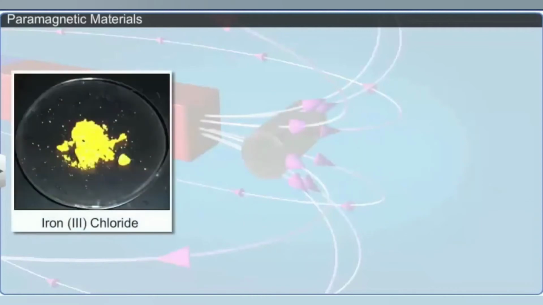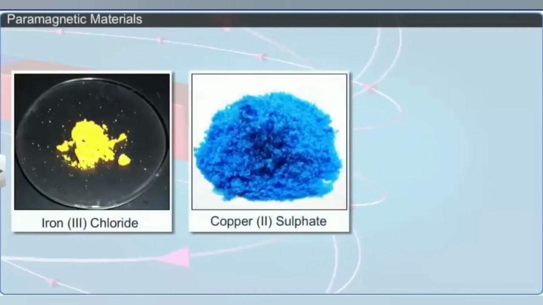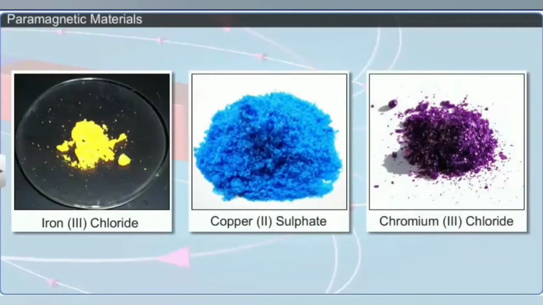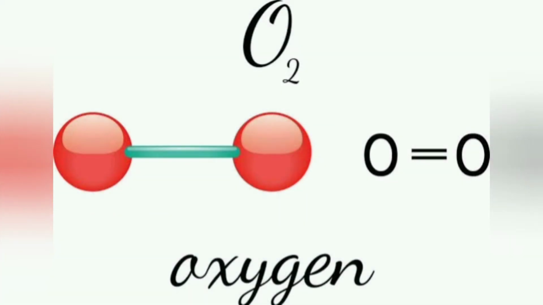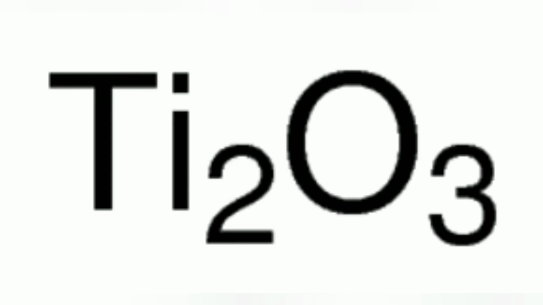Some examples of paramagnetic substances are Fe3+, Cu2+, Cr3+, oxygen, oxides of titanium with formula TiO and Ti2O3, oxides of vanadium with formula VO and VO2, etc. These substances, however, lose their magnetism in the absence of the magnetic field.